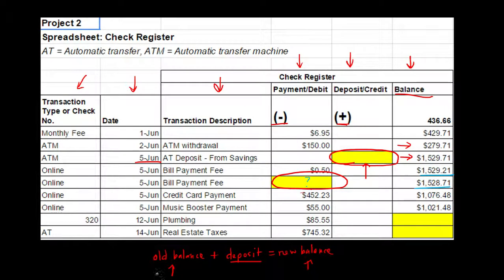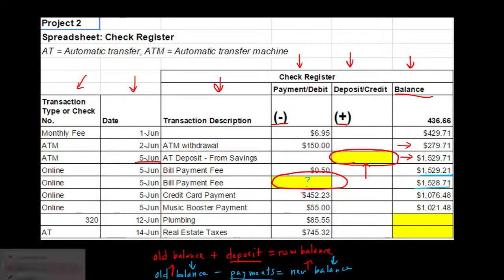So I ask myself, I look at my old balance, I subtract off whatever payments or debits were made, and that's how I get my new balance. So once again, I'll fill in what I know, which is the old balance and the new balance, and solve for whatever payment must have been made.